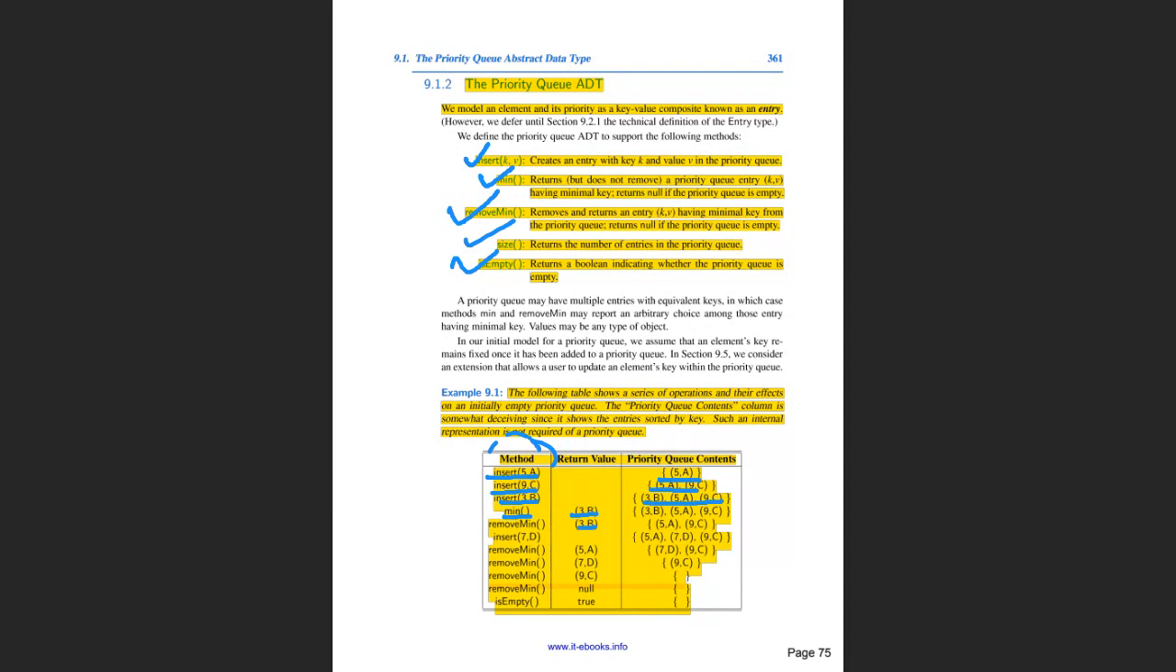Now we have 5A, 7D, 9C because 3B is removed. Now remove minimum again. 5, 7, 9. 5 is minimum, so 5 is removed. Again remove minimum. Now 7 and 9. 7 is minimum. 7D will be removed. Again minimum, 9C is removed. Again remove minimum, there is no element, so this is null. Is it empty? Yes, no element here. So if the table comes, you make it like this.